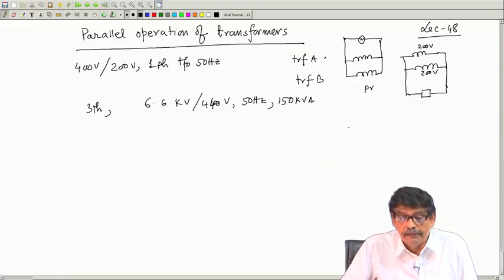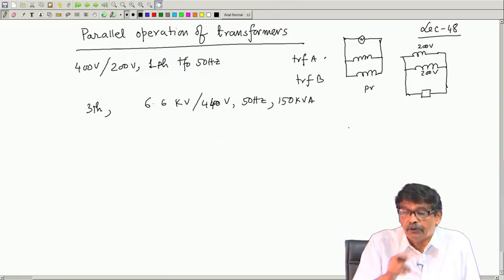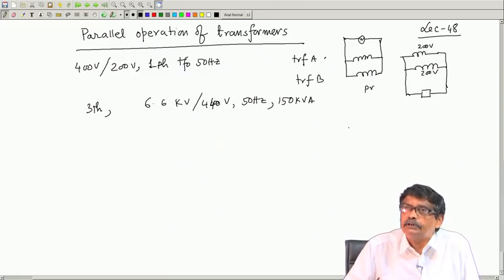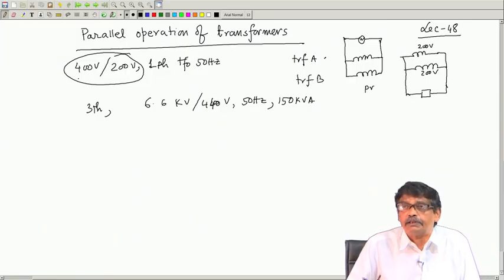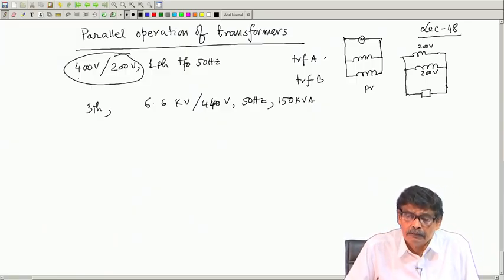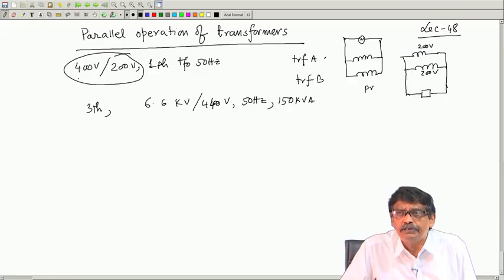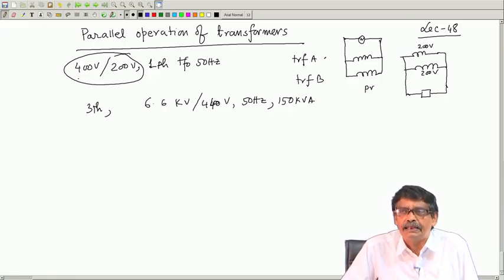Okay. Now, we will come to the important thing, that is, if I want to operate two transformers in parallel, what are the conditions to be satisfied? One condition I have already seen: because you will be operating in parallel, the voltage ratings must be the same. Is it that the kVA rating should be the same? Not at all. kVA rating is about current rating. So, kVA ratings may be different.